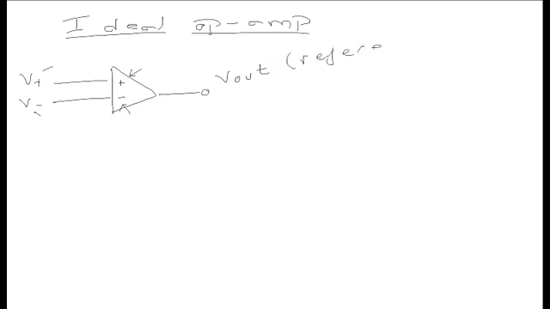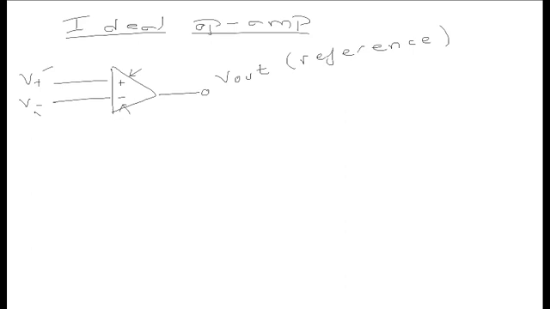which, if you recall, still must be specified with respect to some reference. Normally, when we're drawing the circuit, the reference will be there. In this case, however, we're leaving it out. It's very common to not draw the reference when you're just dealing with the op-amp.